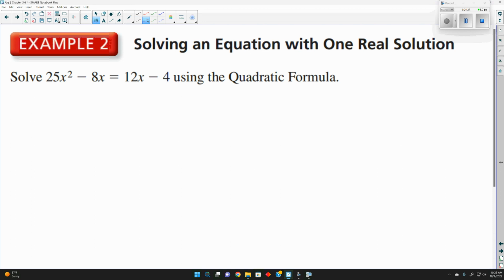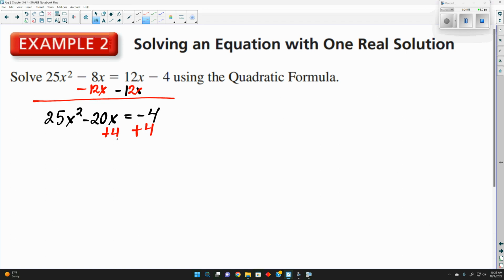So what we need to do for this here, to start off with, is we need this quadratic equation equal to 0. So what we can do for this is to subtract 12x from both sides. And if we subtract 12x from both sides, we get 25x squared minus 20x is equal to negative 4. And at this point here, we can add 4 to both sides. And if we add 4 to both sides, we get that 25x squared minus 20x plus 4 is equal to 0.